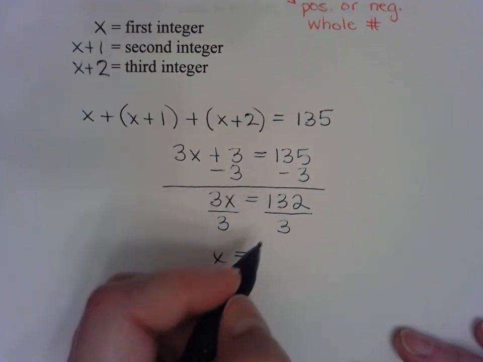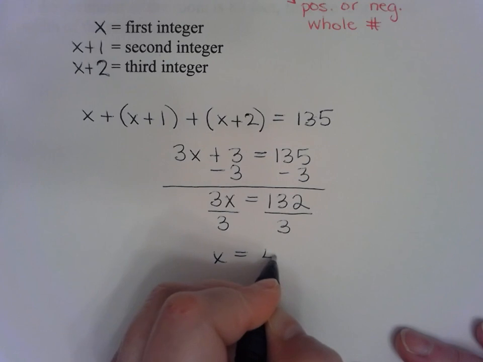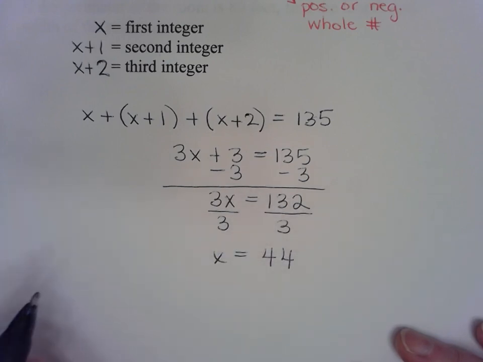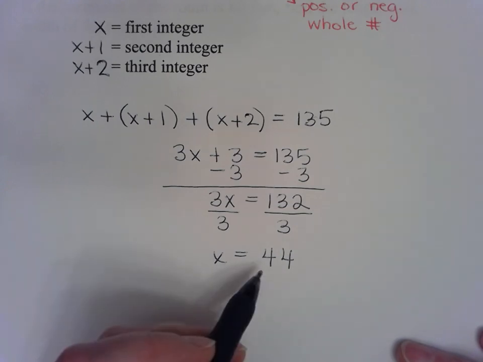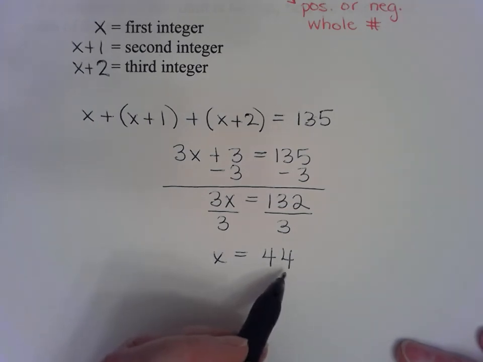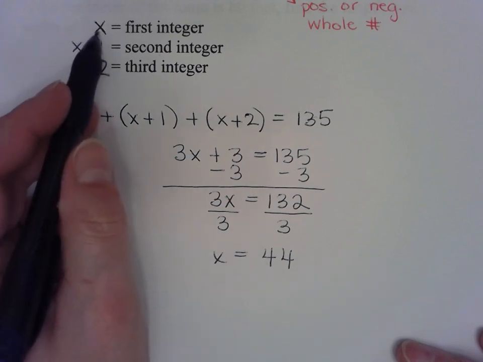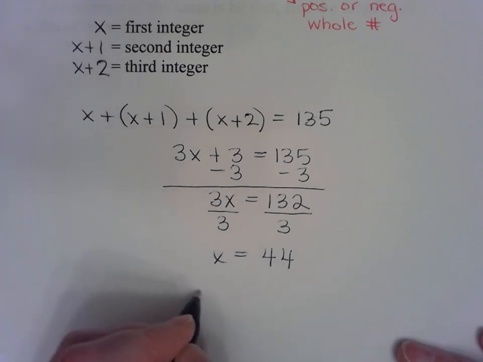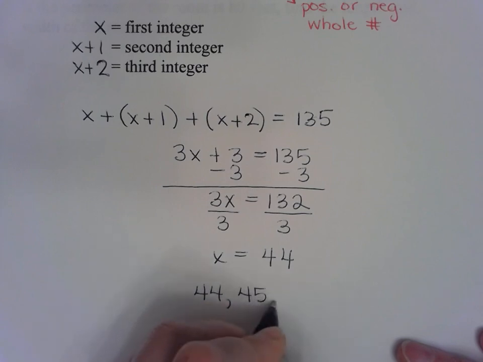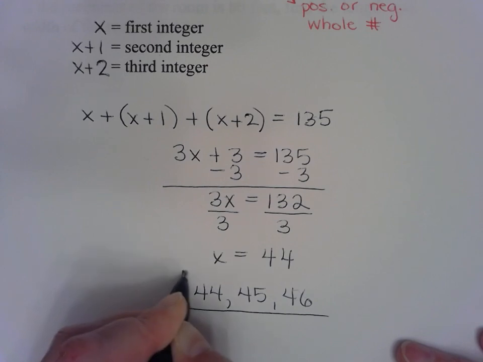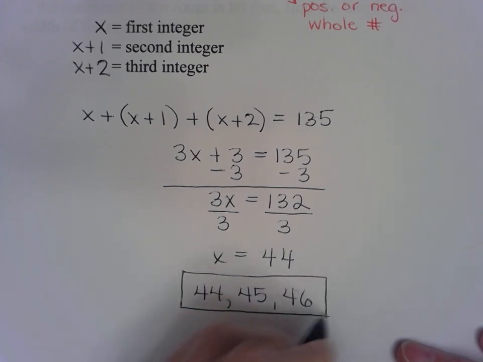3 goes into 13 4 times, right? Bring down the 1. Okay, 44, I think. Keep in mind, remember, we're asked for the 3 numbers. This is one of them, the first one. So to get the next one, we'll add 1, and then we'll add 1 again. So here are our 3 integers: 44, 45, and 46.